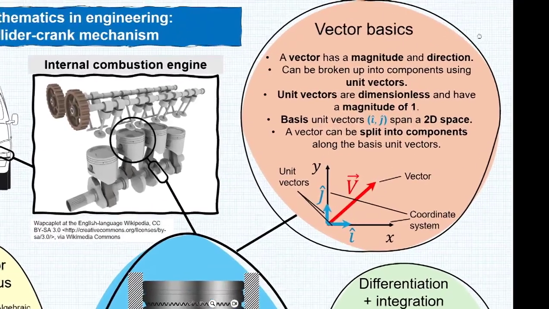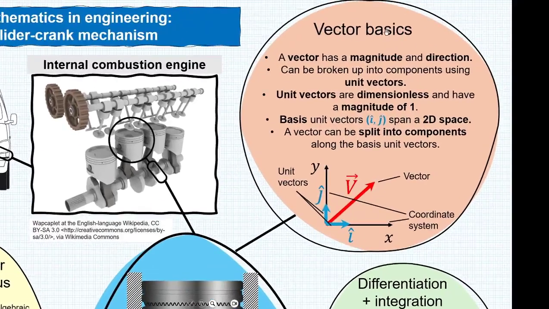Let's start with vector basics. A vector is something that has both a magnitude or a size and a direction. For example, symbolically, we often represent a vector with a letter with an arrow on top of it to also indicate that direction. The vector is drawn over here in a general coordinate system. The length of this line is the magnitude of the vector, and its direction is determined by its orientation.